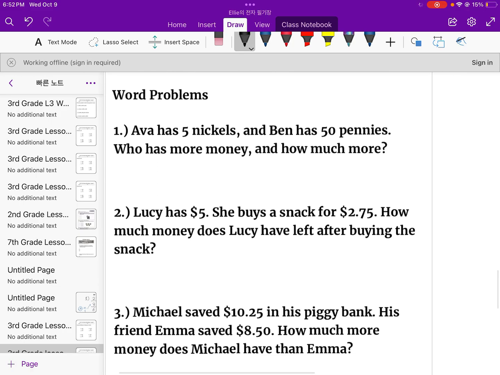Word problems. Number 1. Ava has 5 nickels and Ben has 50 pennies. Who has more money and how much more? So, as I told you, a nickel is worth 5 cents. So that's 5 times 5, 25 cents. But Ben has 50 pennies. And a penny equals 1 cent. So 50 times 1 is 50 cents. So Ben has more than Ava by 25 cents.